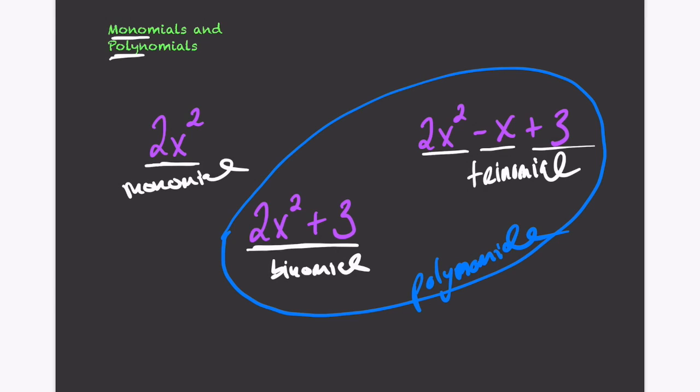Okay, so that's all we mean. Monomials versus polynomials, we just mean these expressions that have multiple terms, or in the case of the monomial, just the one term. So that's all we mean.